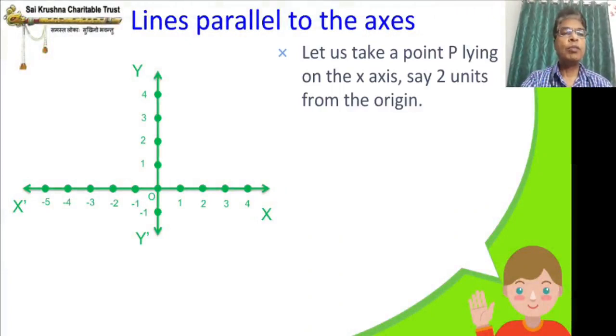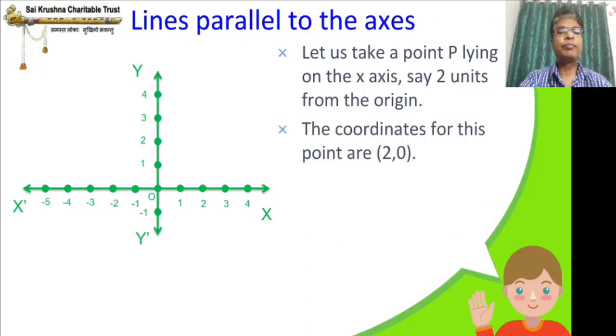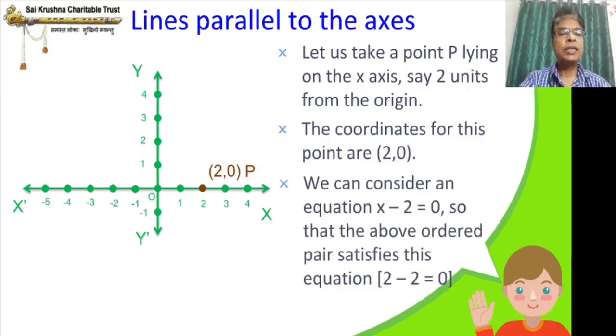Let us take a point P lying on the x-axis, say 2 units from the origin. The coordinates for this point are 2, 0. So I will go a little fast because all of you know this now. 2, 0, I have marked a point P. We can consider an equation x minus 2 equal to 0, so that the above ordered pair satisfies this equation. 2 minus 2 equal to 0.